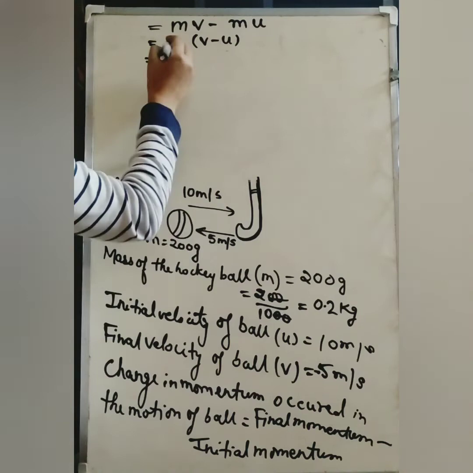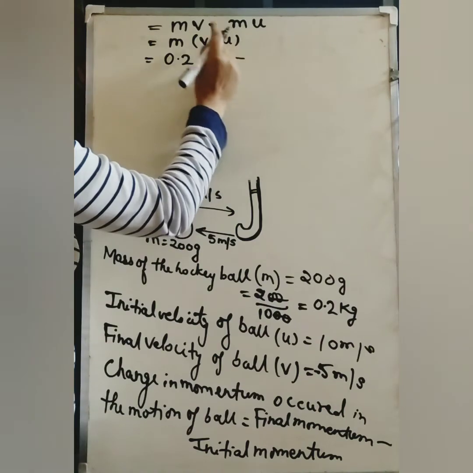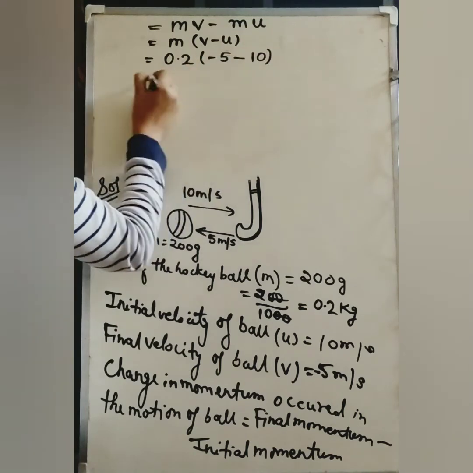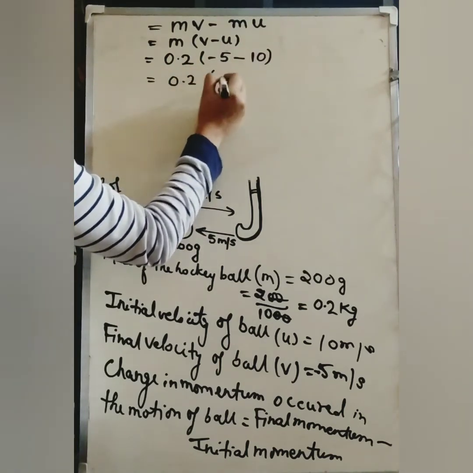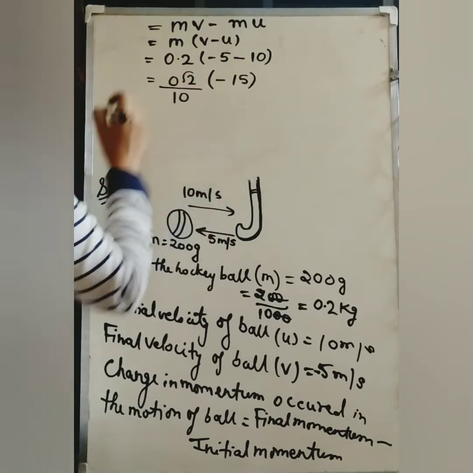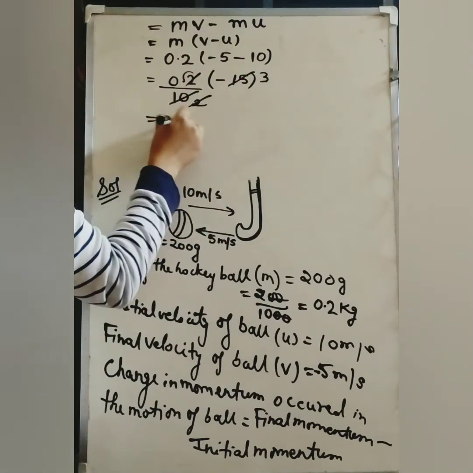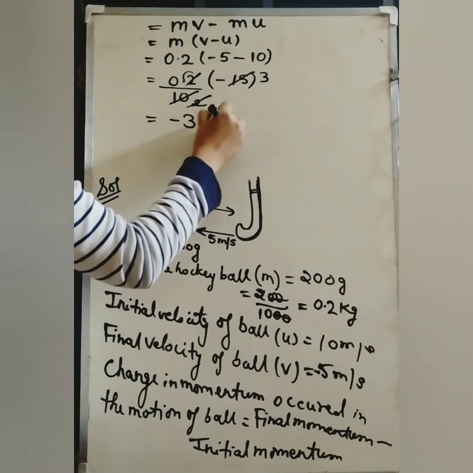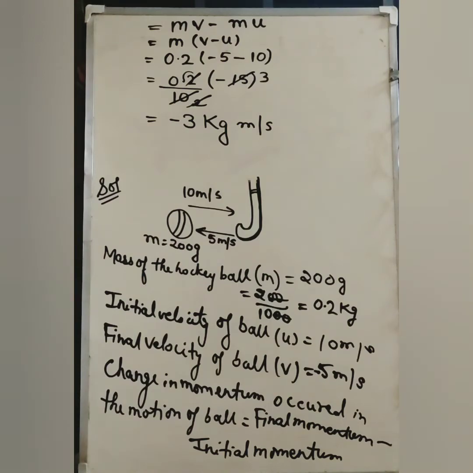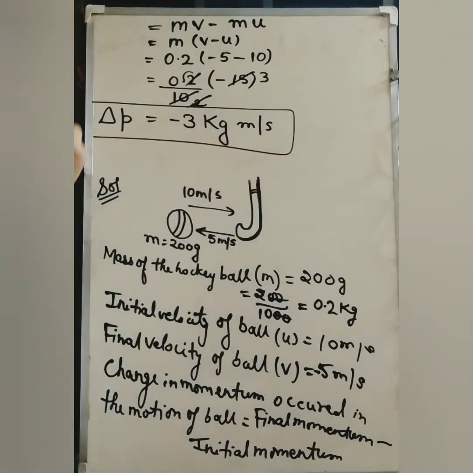M is 0.2 kg, whereas v is minus 5. In place of minus you will put minus, and initial velocity is 10. So it will be 0.2 multiply minus 15. You can remove this decimal. It will be 5 2s are 10, 5 3s are 15, 2 and 2 cancel. So it will be minus 3 kg meter per second, which is the SI unit of momentum. So change in momentum is 3 kg meter per second.